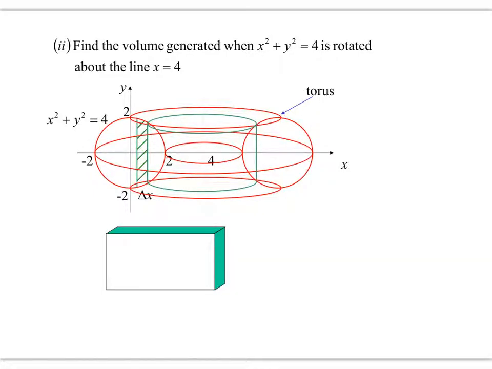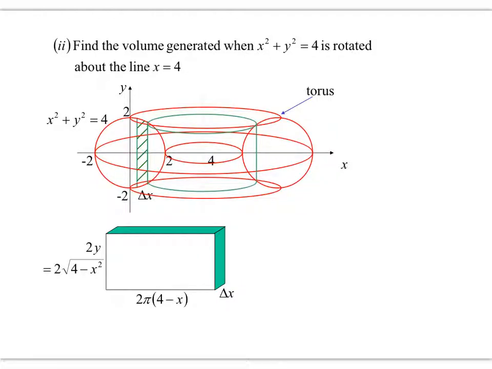Draw yourself a rectangular prism that mimics the cylindrical shell. Once you unravel that, what are the dimensions? So the height here is the y value. There's another y value, so that's why we have 2y. Remember, we need to rearrange that equation to make y the subject.